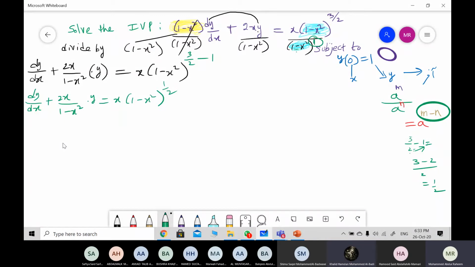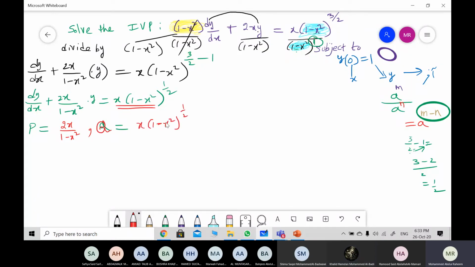Next one will be: what is P? What is Q? P is 2x, Q is 1 minus x. Yes, please. So P has this one. Yes, the coefficient of y is P. So naturally this will be followed as Q, the right-hand side.